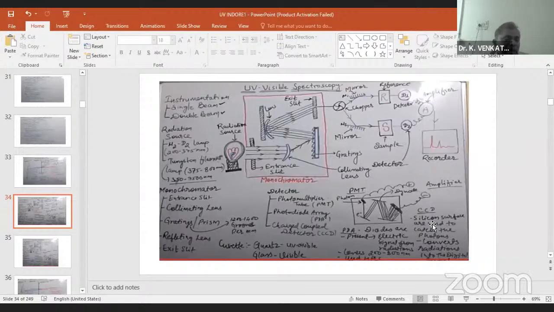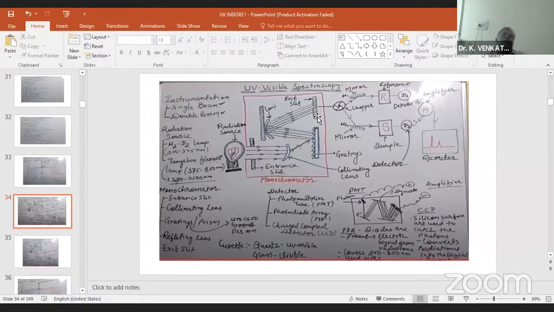We use gratings or prisms. Why do we use gratings or prisms? Because they separate the light into 7 parts, as I already told you, VIBGYOR. That's why we use gratings or prisms. Then this lens reflects, and the light enters the monochromator exit slit.